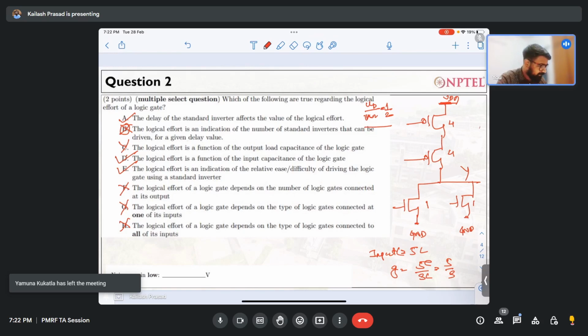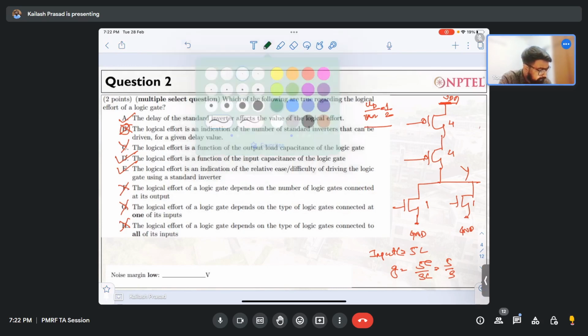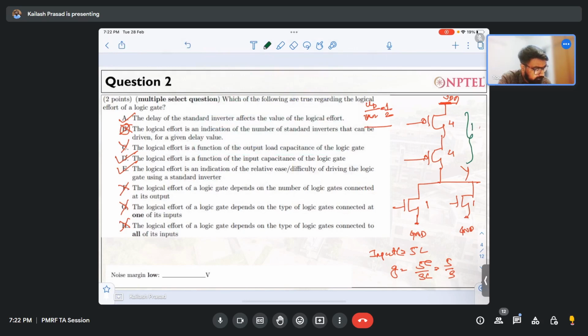Okay. Thank you. So let me tell you what he was saying, and let me try to make you understand. Whenever you want to calculate the logical effort, what you should do. Okay. So see, this particular design is actually divided into two parts. The first part is the pull-up network. The second part is the pull-down network.